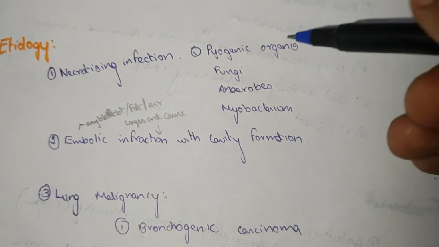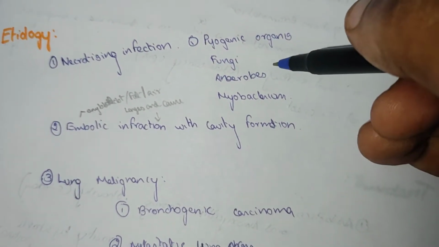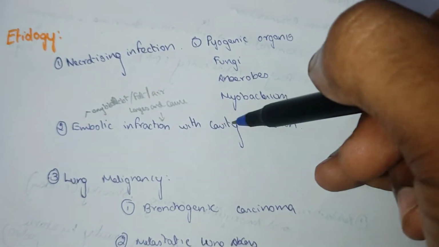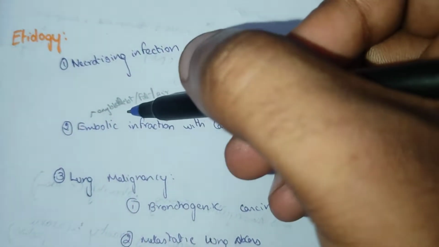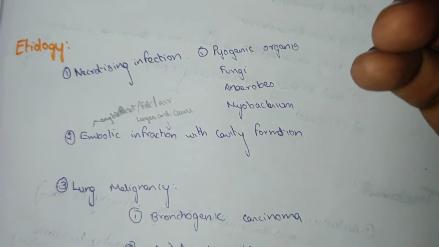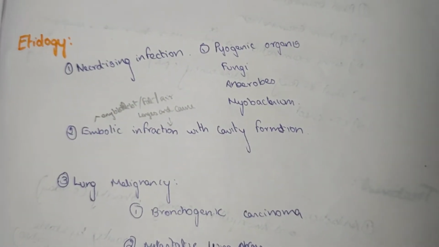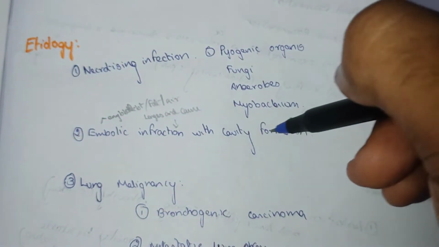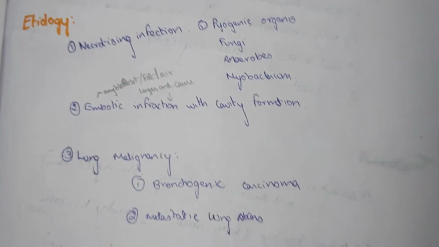The necrotizing infection is the first etiology, which is due to pathogenic organisms, fungi, anaerobes and mycobacterium. And there is cavity formation due to embolic infarction. Embolic means any blood clot, fat or air bubble embolism. This stops the blood supply to the specific area, so that infarction occurs in that place, and there is cavity formation. So it is known as embolic infarction with cavity formation.